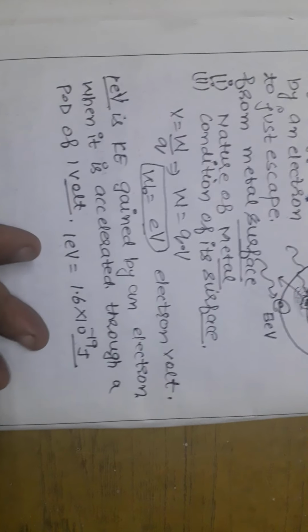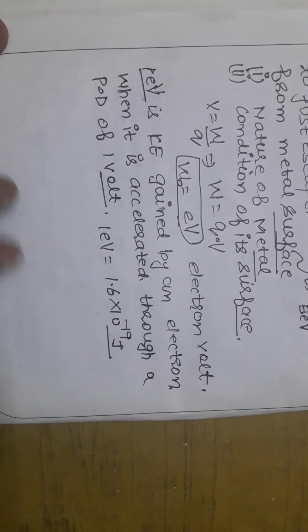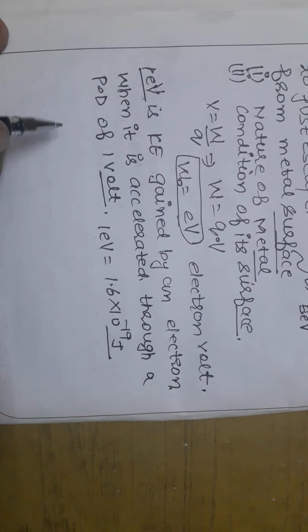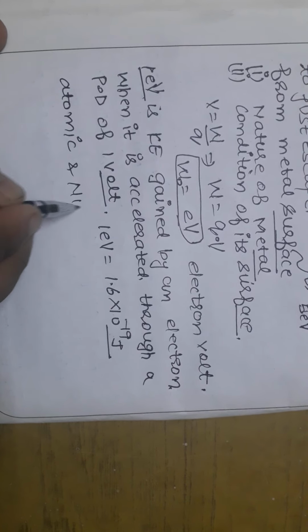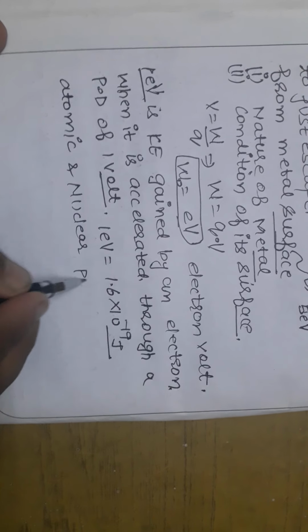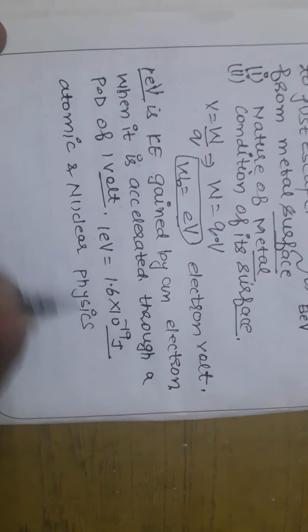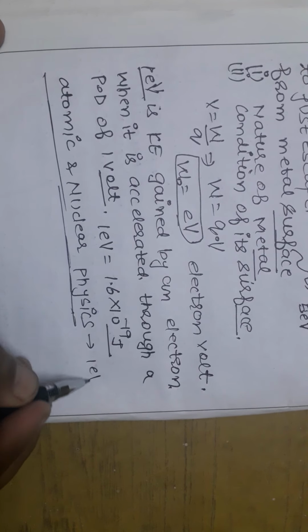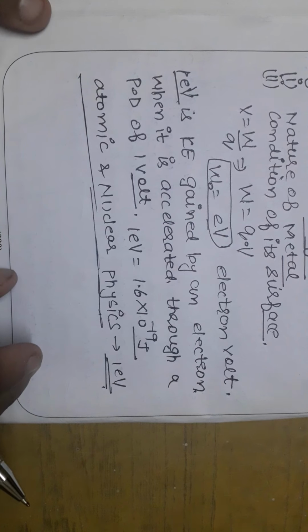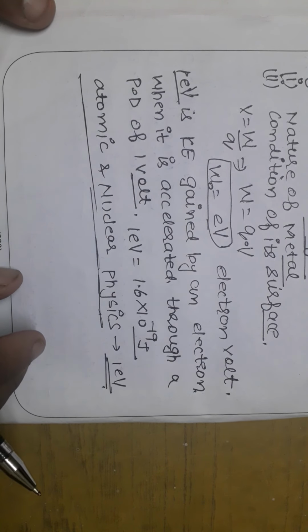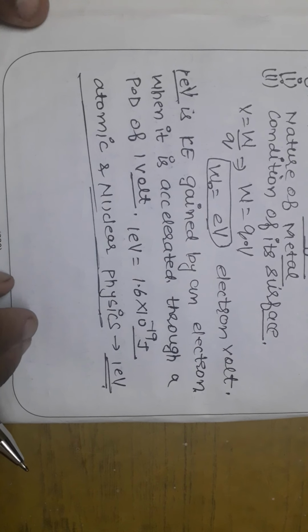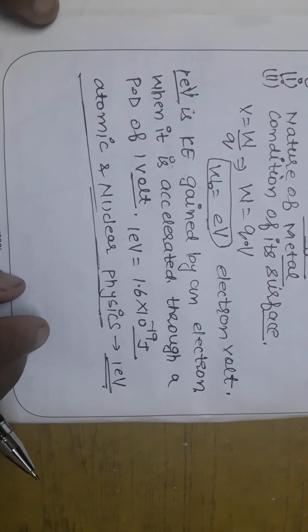The unit of energy is basically joule. But when you talk about the unit of energy in atomic and nuclear physics, then the unit of energy is not joule, we write it in terms of electron volt. So once again, work function is the minimum amount of energy, and depending upon the metal surface or metal properties, the work function will be different.